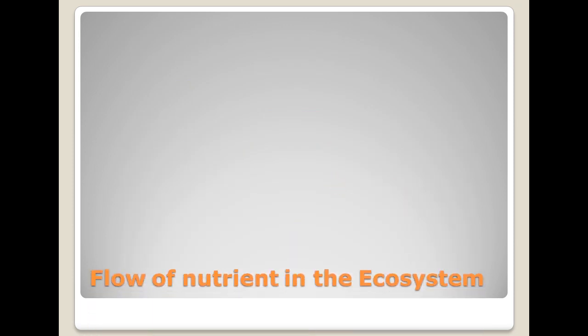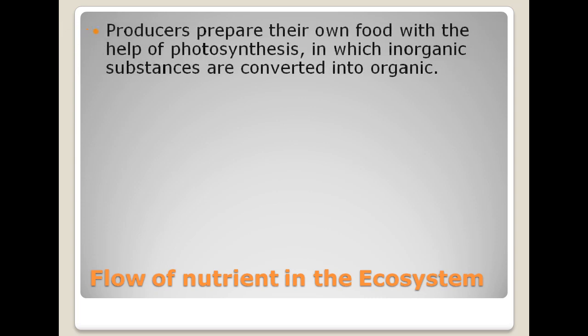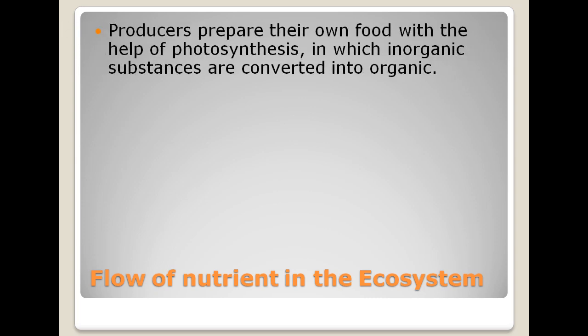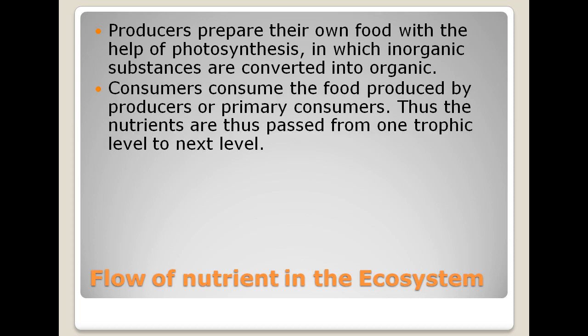Let us see how the flow of nutrients happens in the ecosystem. Producers prepare their own food with the help of photosynthesis, in which inorganic substances are converted into organic. Inorganic in the sense water and minerals from the soil are converted into starch or cellulose in the producers. Consumers consume the food produced by producers or primary consumers. Thus, the nutrients are passed from one trophic level to the next trophic level.